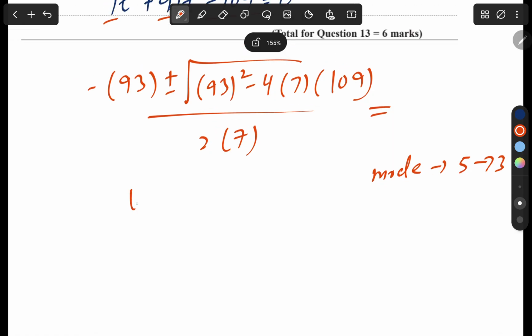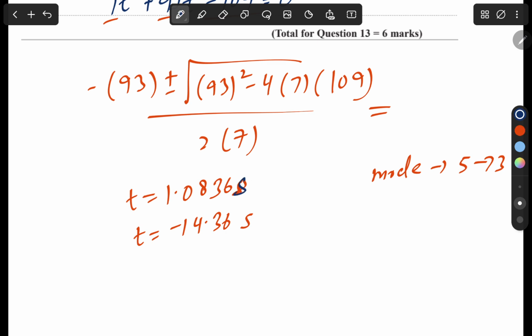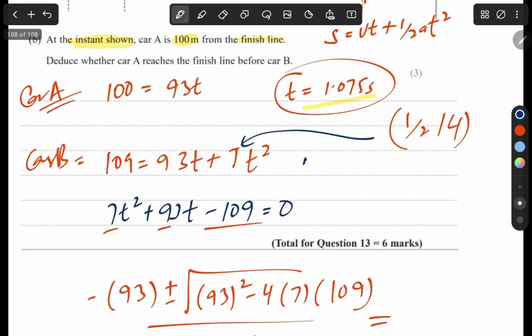You get your time as 1.0836 seconds and a negative value, in seconds. You reject this time. Negative time cannot exist. So time taken by car B is 1.084 seconds.